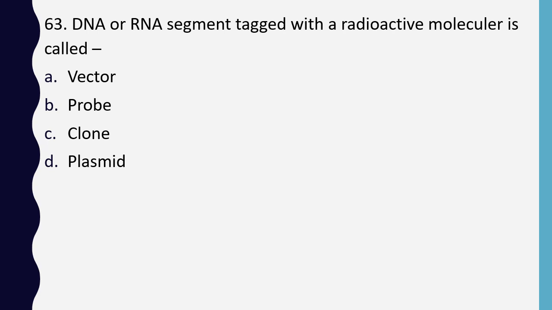Question number 63. DNA or RNA segment tagged with a radioactive molecule is called as vector, probe, clone, or plasmid. The correct answer is option B, probe.